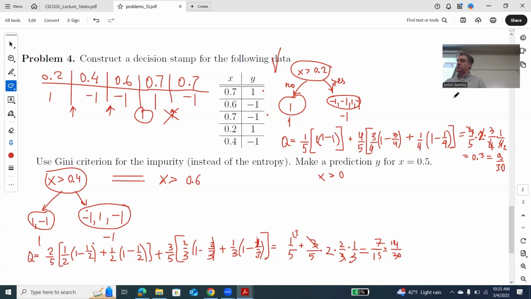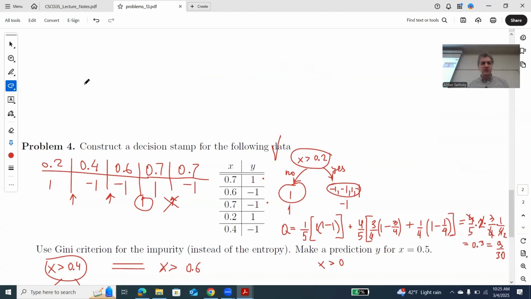go to the first problem and do regression tree. This was classification tree. Now let's go to regression tree.